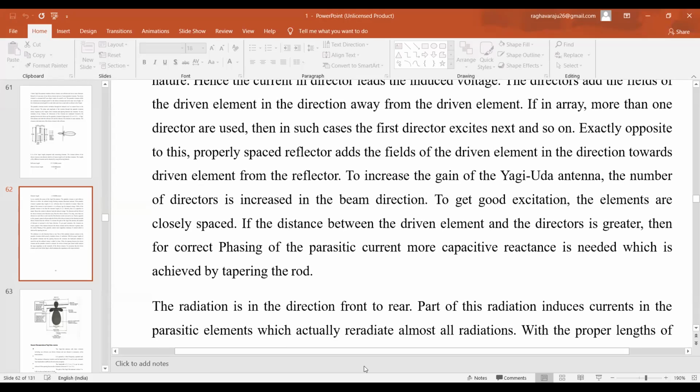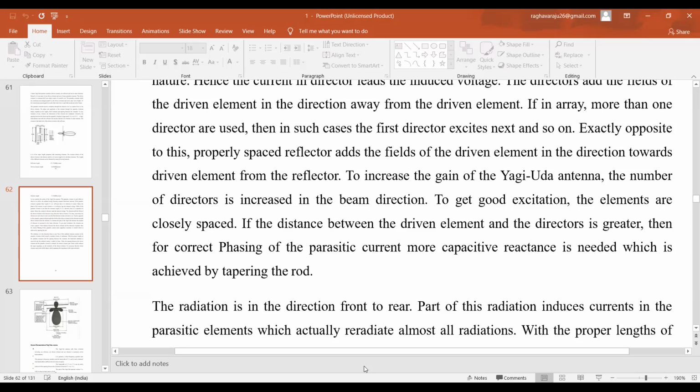Exactly the opposite to this, a properly placed reflector adds the fields of the driven element in the direction towards the driven element from the reflector. So to increase the gain of a particular Yagi-Uda antenna, the number of directors is increased in the beam direction. To get good excitation, the elements are closely spaced.